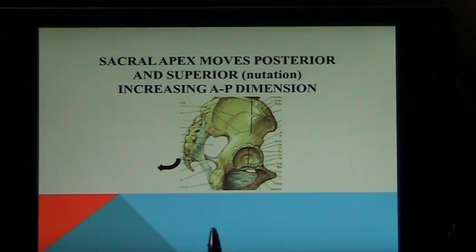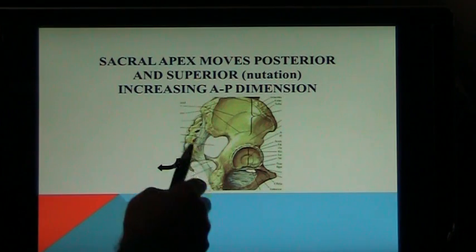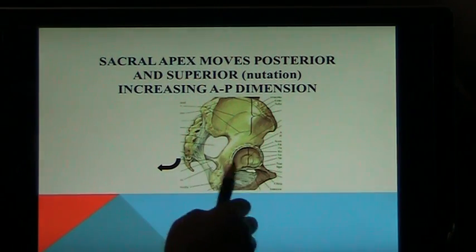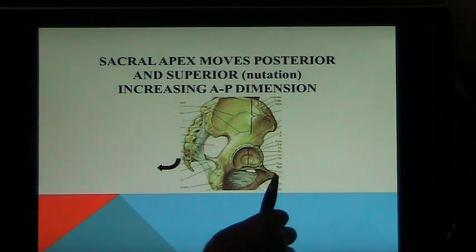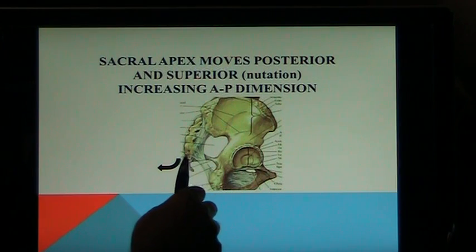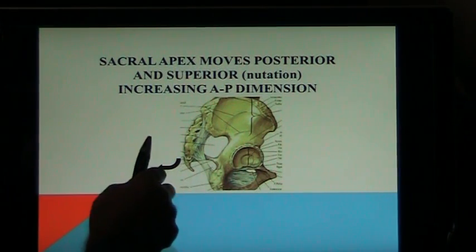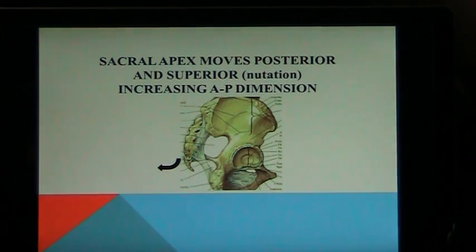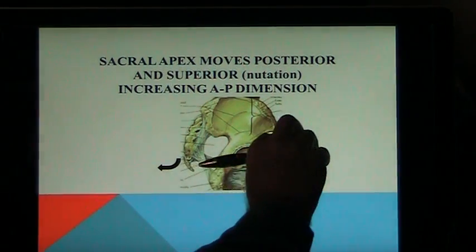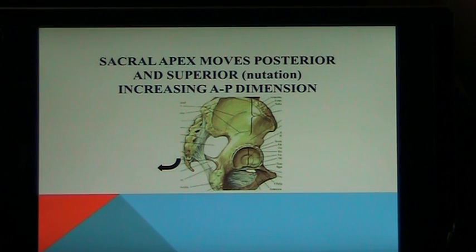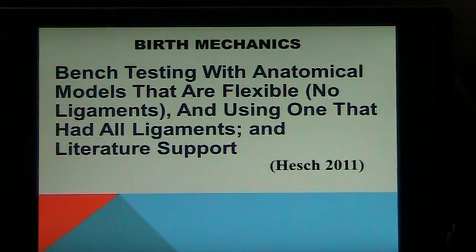So here's another view. Here's the sacrum. This is an outside view. There are some ligaments there. This is the ilium, the outside of the right hip. Here's the right pubic bone. And basically with sacral nutation, the bottom of the sacrum moves backwards and up. I should have altered that arrow a little bit because it goes backward and up a little. My mistake, but that would increase the anterior-posterior dimension.